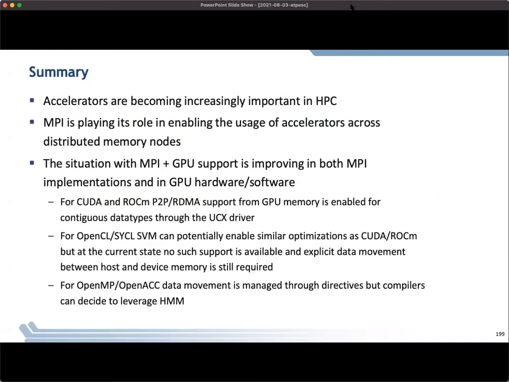So just to summarize, in today's HPC systems with GPUs, you can pretty much just use a GPU buffer in communication the same way as you use a CPU buffer, as long as it's a GPU-aware MPI implementation.